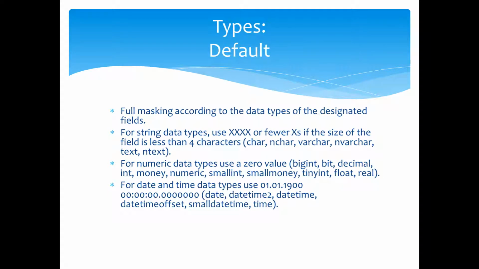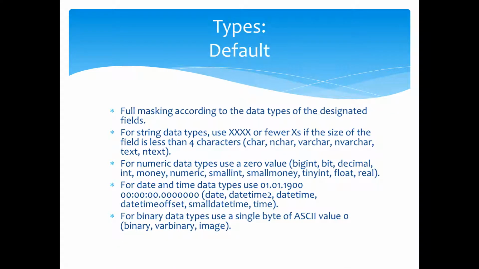Now for date and time data types, it will use the default date in SQL, which is 1st of July 1900, and then just zeros on the time. So that's for date, datetime2, datetimeoffset, smalldatetime, etc. and time. And then for your binary data types, it will just use a single byte of ASCII value 0. So that's just for your binary, varbinary, and image data types.